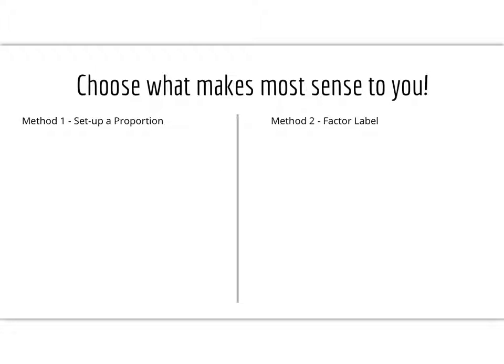And finally, choose a method that makes the most sense to you. There's setting up a proportion. There's using a factor label. So try both. See which one makes the most sense, which one you find the easiest. And I would say stick with that.